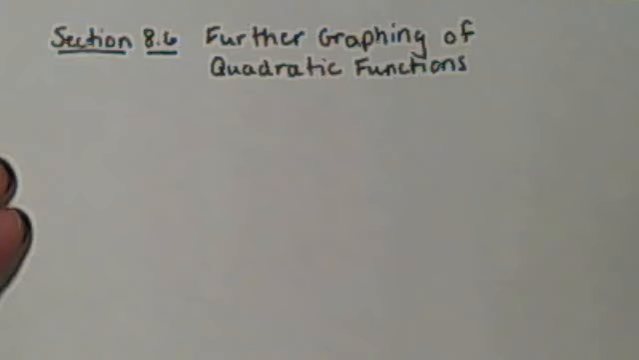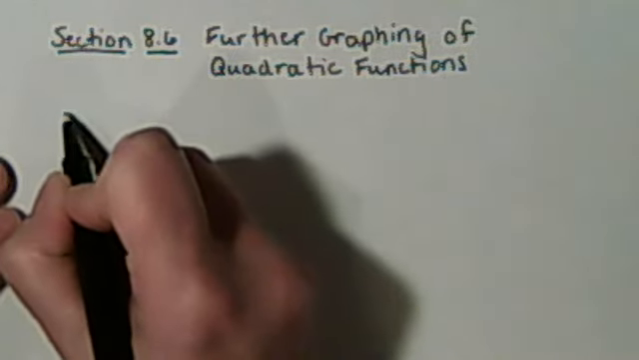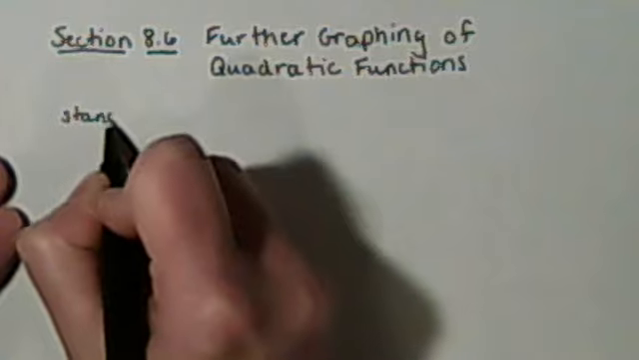Hello, today we're going to look at some further graphing of quadratic functions. Now, yesterday we took a look at being able to find the axis of symmetry and the vertex, given that the quadratic function was written in a very specific form. But what happens if your quadratic function is given to you in standard form?